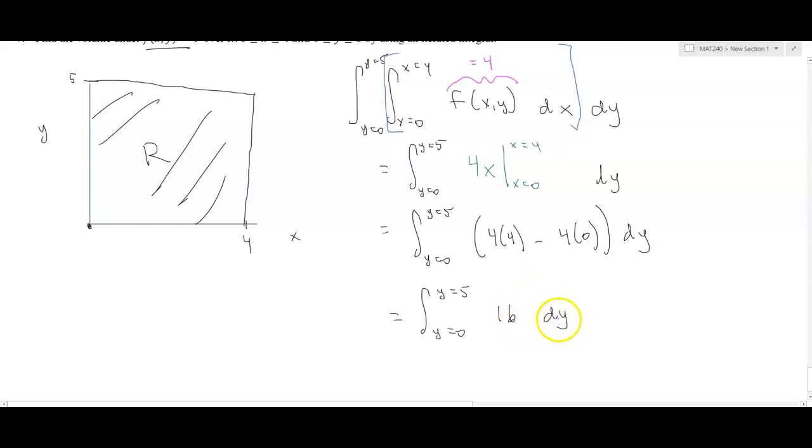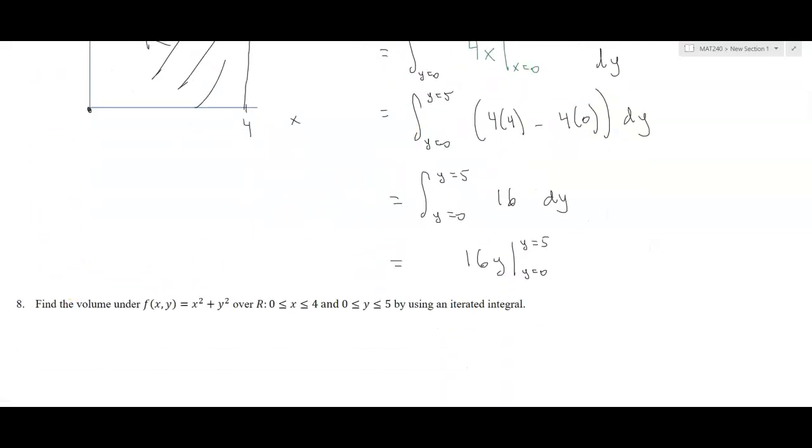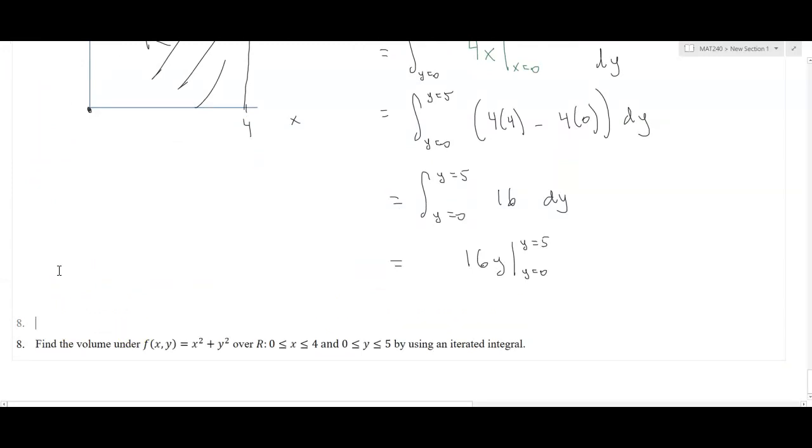So if my variable is called y, this is going to be 16y is the integral of 16. If this was dx, this would be 16x. If this was dw, this would become 16w. And so the integral of 16 dy is 16y, evaluated from y equals 0 to y equals 5. And that comes out to 16 times 5 minus 16 times 0.